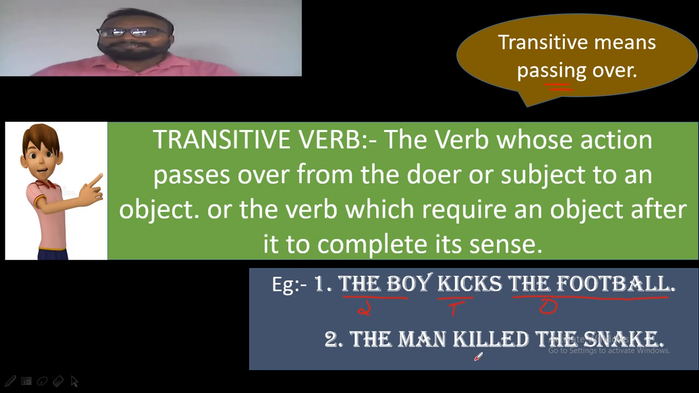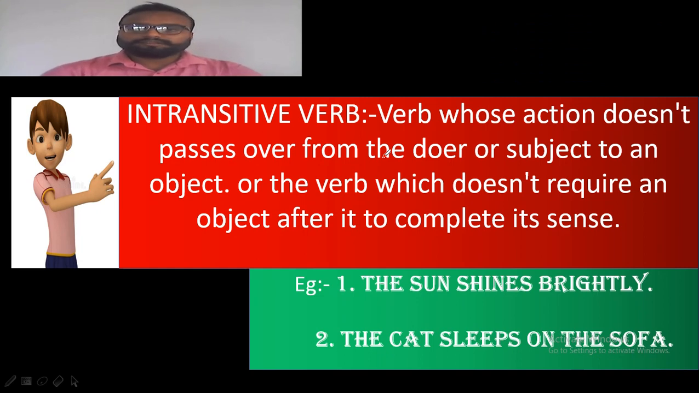The man killed the snake. Again, what did the man kill? The snake. So the snake is the object and killed is a transitive verb. Now coming to the definition of an intransitive verb. What is an intransitive verb? A verb whose action does not pass over from the doer or subject to an object, or the verb which does not require an object after it to complete its sense.